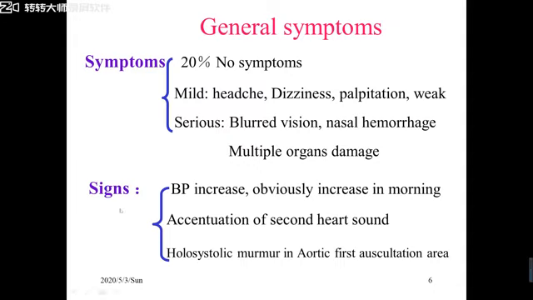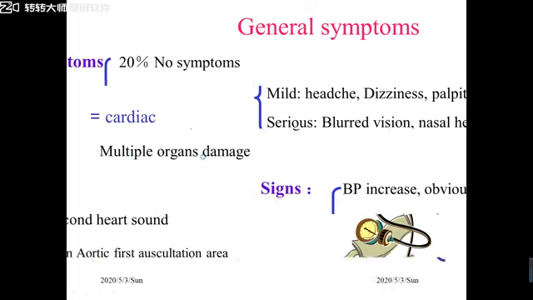Signs of hypertension, such as blood pressure increase, especially obviously increased in the morning 9 to 10 o'clock. Accentuation of the second heart sound. Next semester, you will study diagnosis. You will know this. And harsh systolic murmur in the aortic first auscultation area. These are classical symptoms and signs of hypertension.